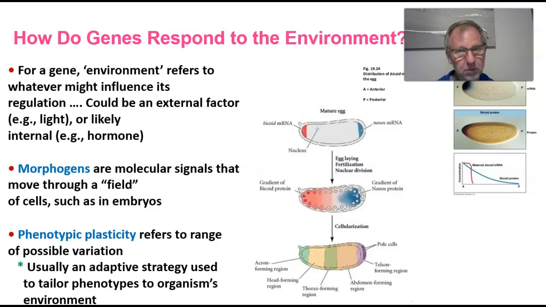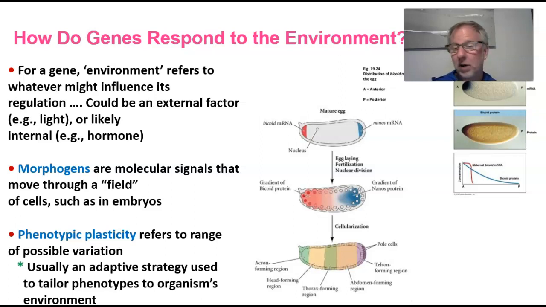And so it could be an external factor. It could be, for example, light might have an impact, but it's more likely to be an internal environmental factor, like a hormone, for example. Now, morphogens are molecular signals that move through a field of cells, such as embryos. And so they are an environmental influence that's having an impact on genes. That's what these figures here are showing you, how morphogens are moved through a very early embryo, or egg to embryo of an insect, and influence the spatial patterning of how genes are expressed. So a very important part of gene expression in animal embryos that determines which cells are going to be turned on and turned off to make various body parts.